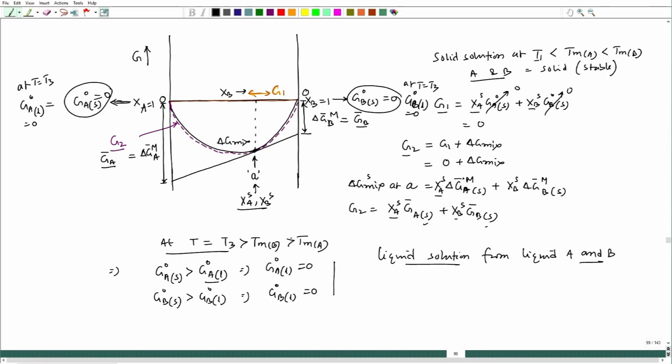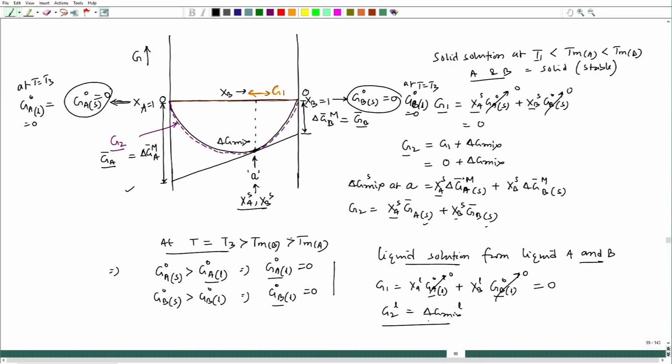And here also you will see that G1 for solid would be 0, because we have considered these two quantities to be 0. So, actually G1 becomes X A liquid, G A naught liquid plus X B liquid, G B naught liquid. These two quantities are 0, we have assigned 0. So, it becomes 0. So, exactly it will be falling on the 0 line, a similar type of plot like this. G2 liquid would now be equal to delta G mix liquid.